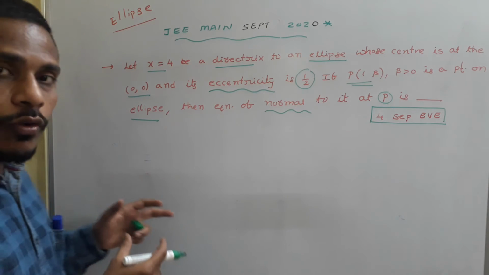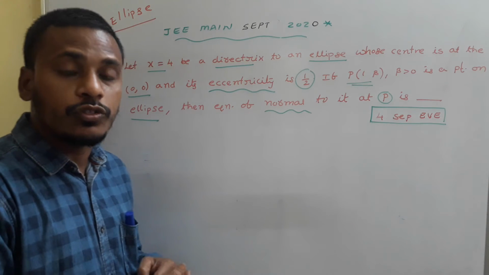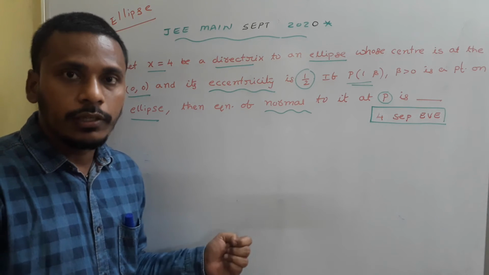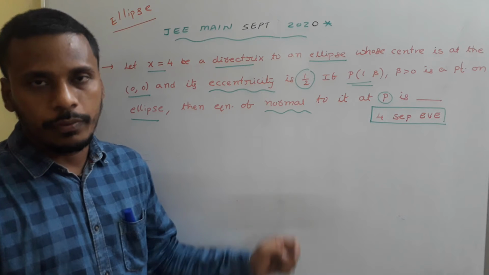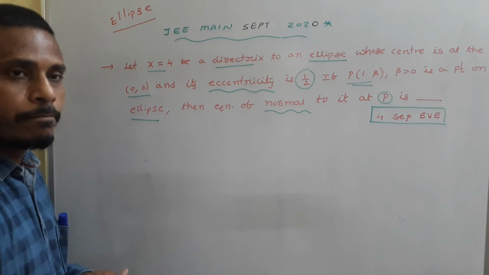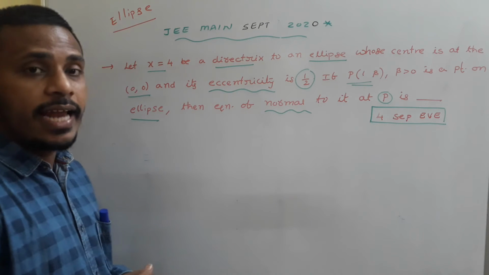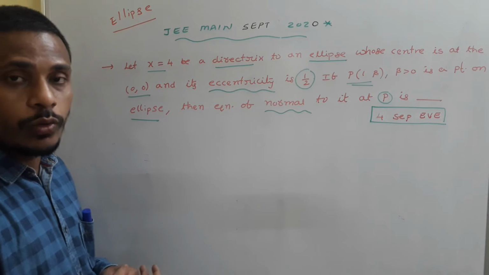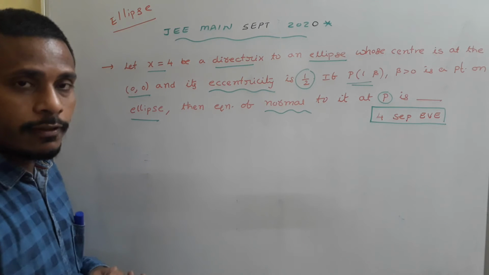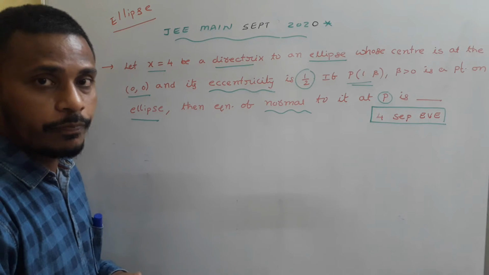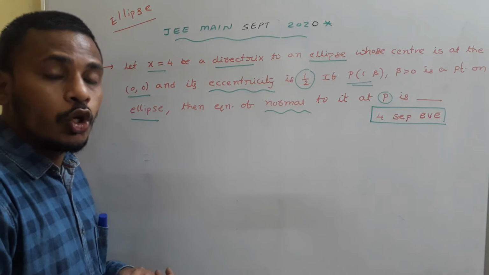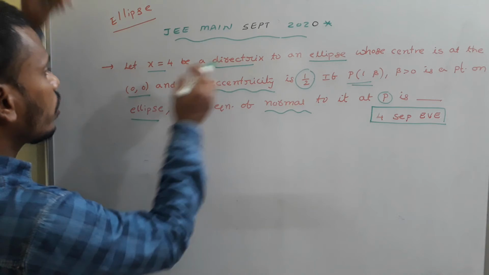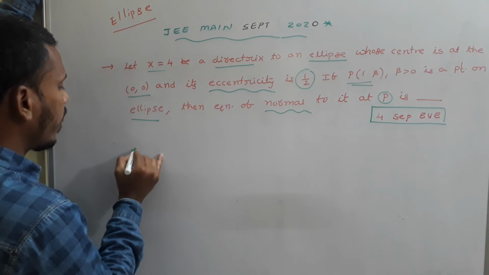First of all, we need to find the equation of the ellipse using the given conditions, and then we need to find point P. After that, the normal at point P. Everything we need to find one by one. Just imagine the standard equation of an ellipse, x square by a square plus y square by b square is equal to 1. Compare everything with the standard ellipse equation. For the standard ellipse equation, we know that the directrix is x = a/e. So here x = 4 is mentioned as the directrix.